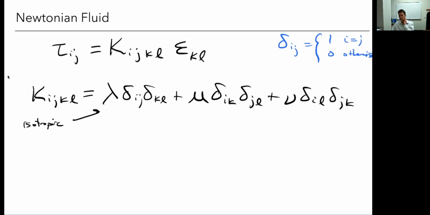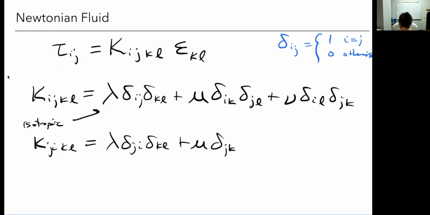In other words, I don't have 81 constants anymore. I have 3, lambda, mu, and nu, that are going to relate my strains to my stresses. Now, I have one other condition I can apply. I know that my stress tensor is symmetric. I know that tau here is symmetric. So in other words, if I switch the indices, tau ji equals tau ij. That also means that if I switch them on k and l, this expression is going to be equal. So let me just switch all the j's with the i's.